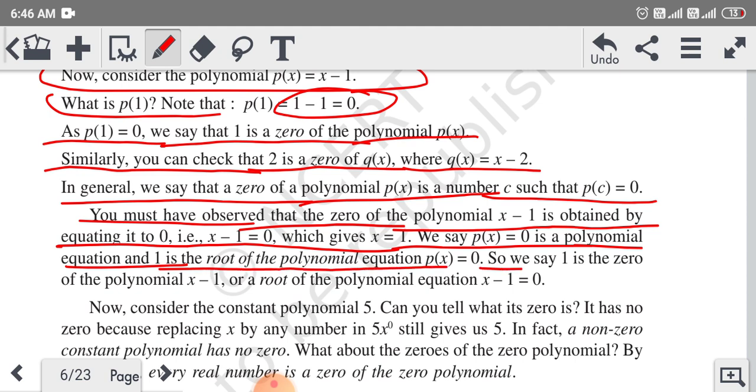So we say 1 is the 0 of the polynomial x minus 1 or a root of the polynomial equation x minus 1 is equal to 0.